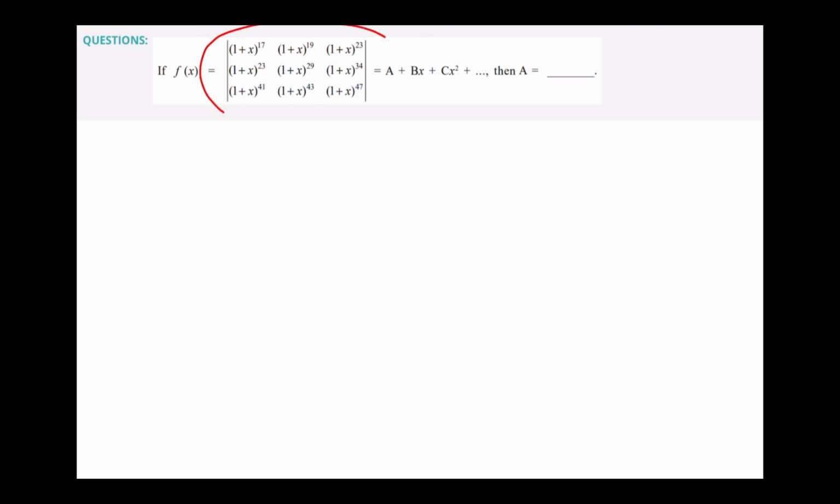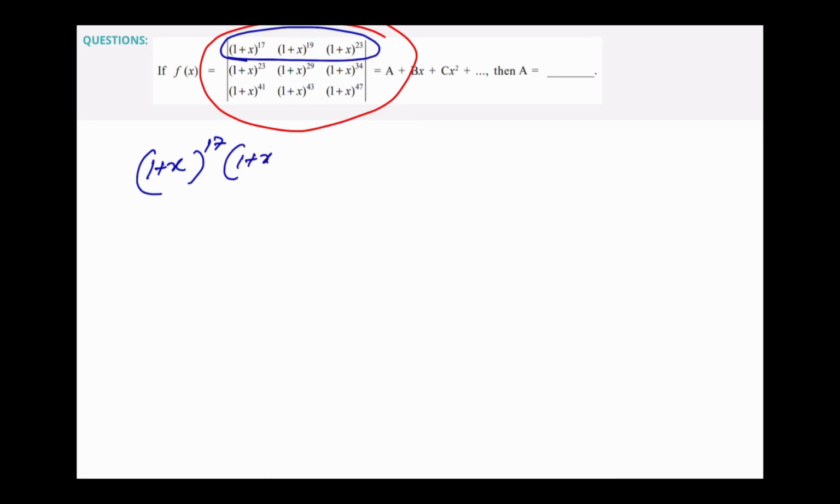What you can understand from this basic part is, I can take common from each row. So from the first row, I can take 1 plus x whole power 17 out. Correct, that was the minimum value. So 1 plus x whole power 17, I'll take it out. From the second row, I'll take 1 plus x whole power 23. And from the third row, I'll take 1 plus x whole power 41.